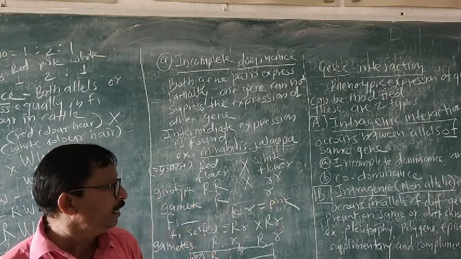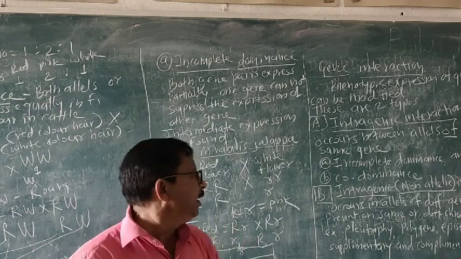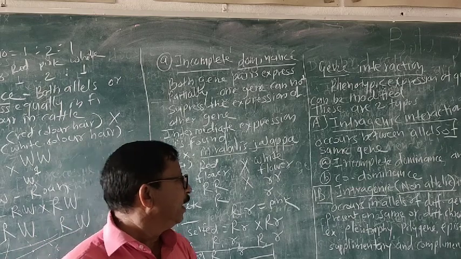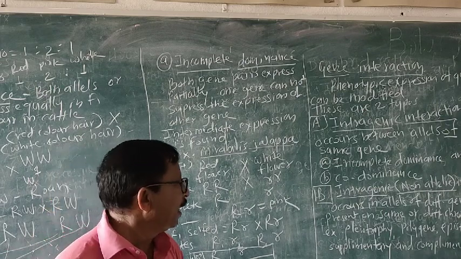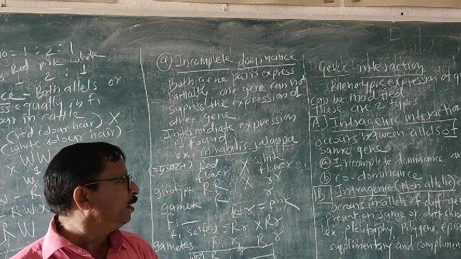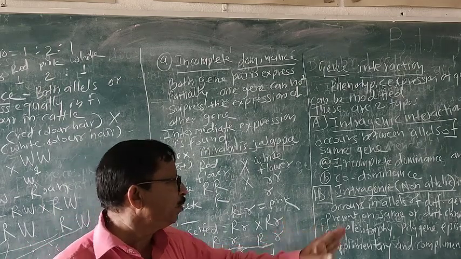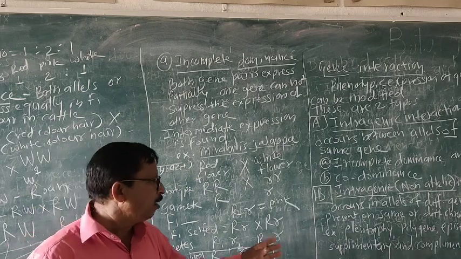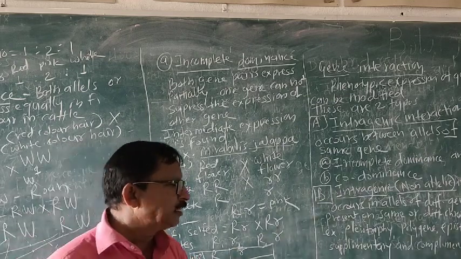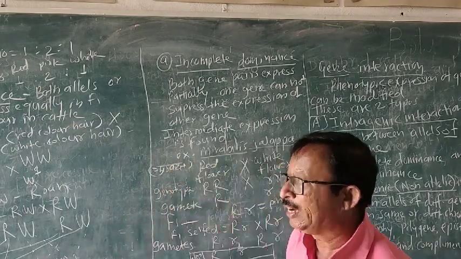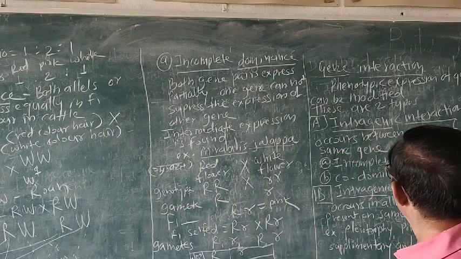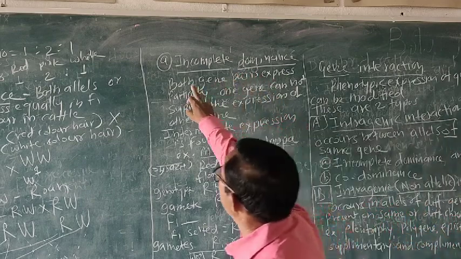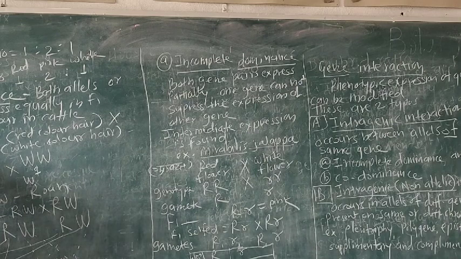Then the second, the intergenic or non-allelic interaction, takes place between the alleles of different genes present on the same or different chromosomes. The examples are pleiotropy, polygene, epistasis, supplementary and complementary genes. Now today we study the intragenic interaction, meaning it occurs between the alleles of the same gene. These are of two types: number one is incomplete dominance and second is codominance.